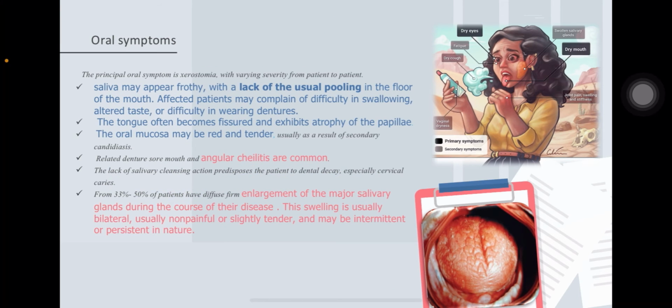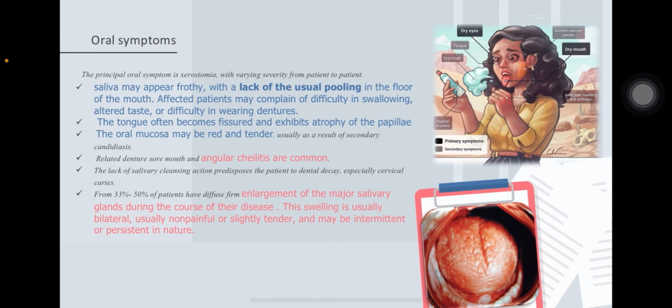The oral symptoms are the general symptoms of xerostomia. Notice in this patient that there is a lack of the usual pooling of saliva in the floor of the mouth. The affected patient may complain of difficulties in swallowing, altered taste, and difficulties in wearing dentures. There is more tendency toward denture sores and angular cheilitis, and because of the lack of salivary cleansing action, patients are more predisposed to dental decay, especially cervical caries.